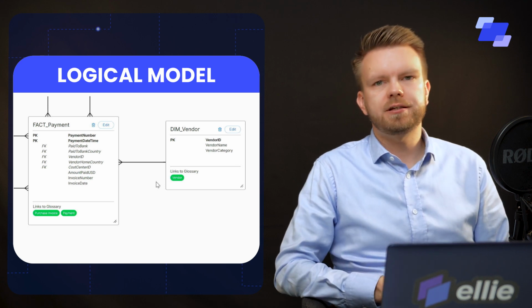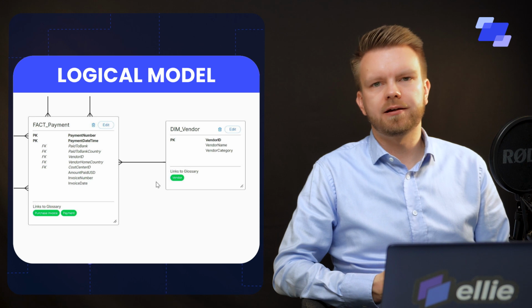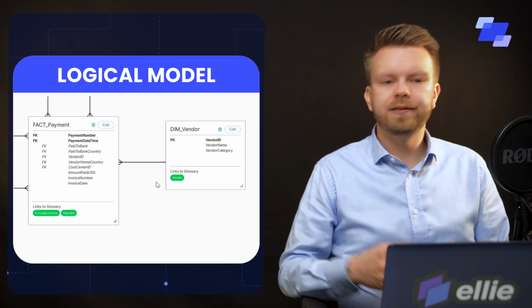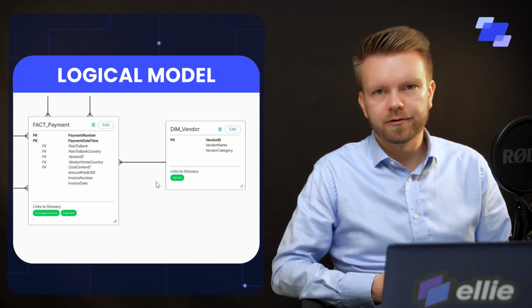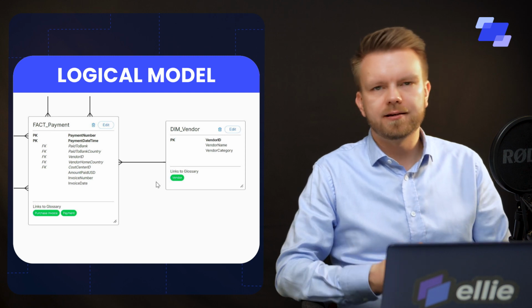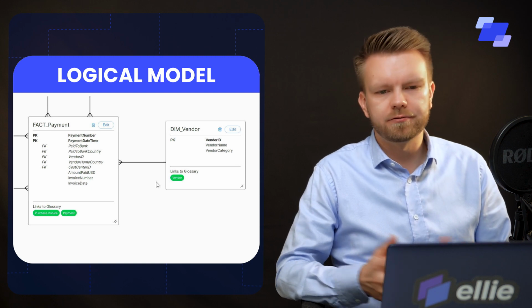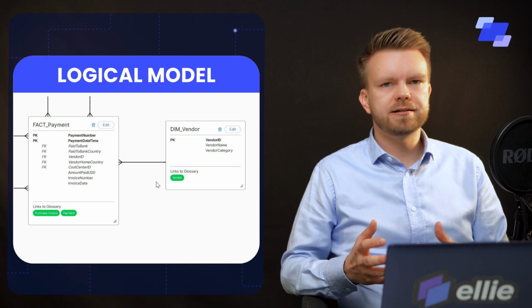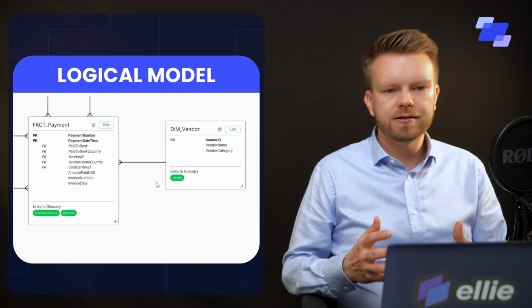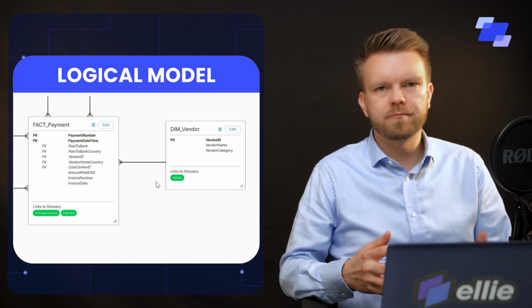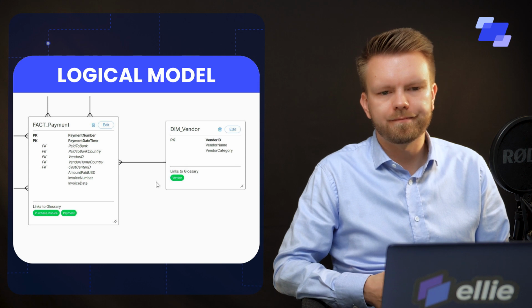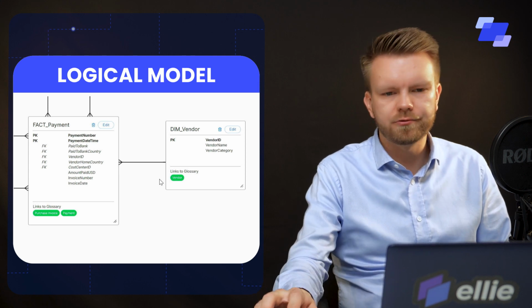The crow's foot notation is the same as we use in conceptual modeling in Ellie, and there are some details to it that we're not going to be covering today, like optionality and mandatory relationships and so on and so forth. But the basic idea is that it shows you if the relationship is one to many, many to many, one to one, and so on. And here we have a one to many relationship.